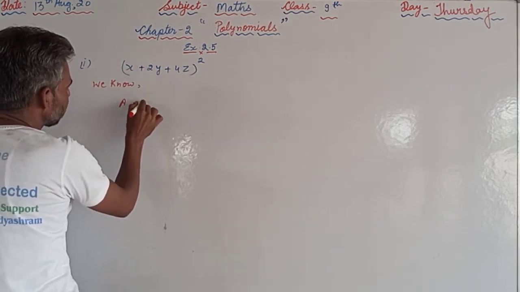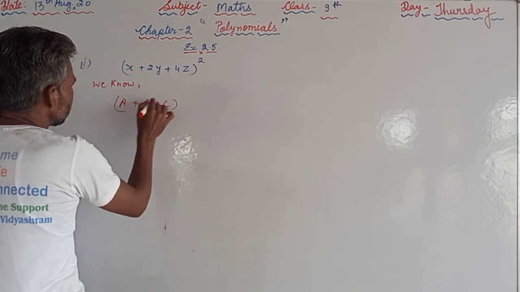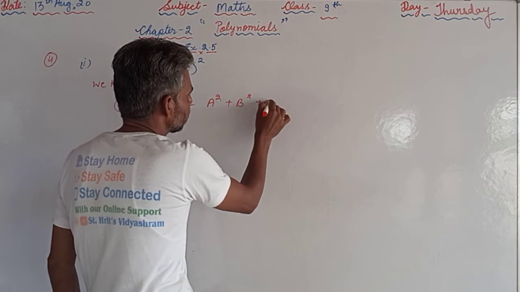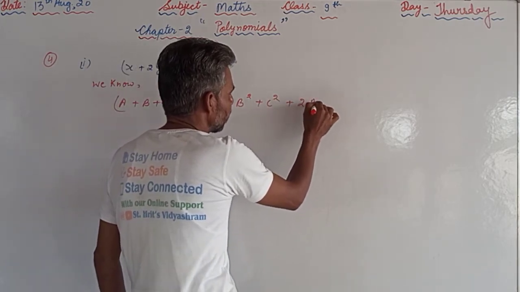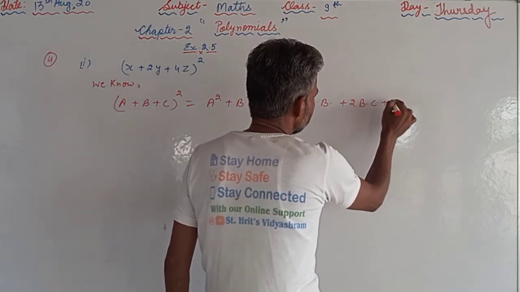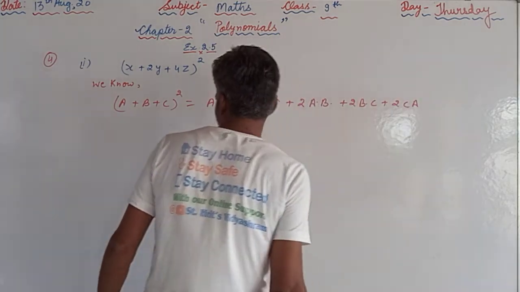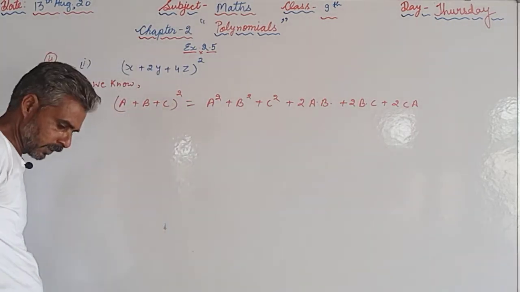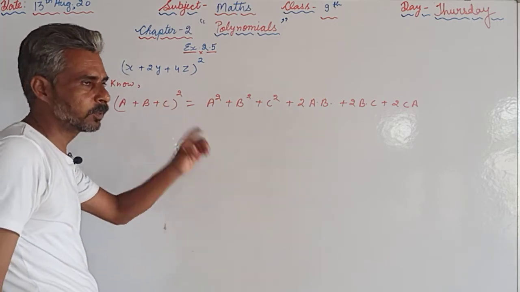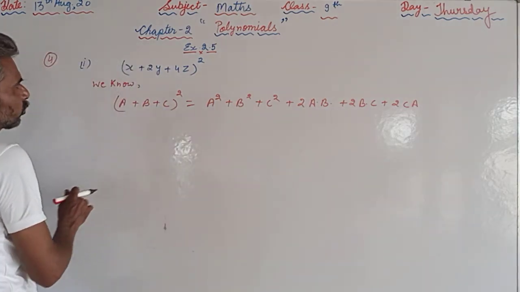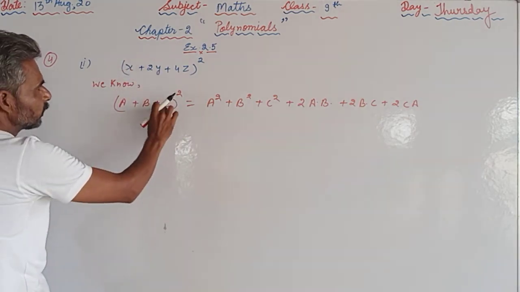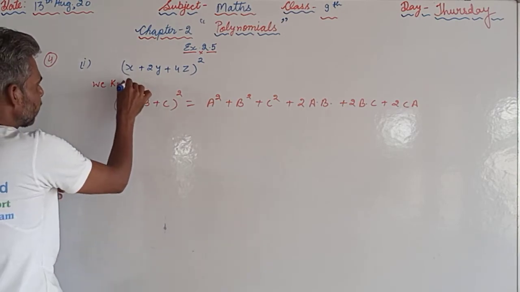So (a + b + c) whole square is equal to a square plus b square plus c square plus 2ab plus 2bc plus 2ca. So this is the formula. We are supposed to substitute a by x, b by 2y and c by 4z. We will get the answer.